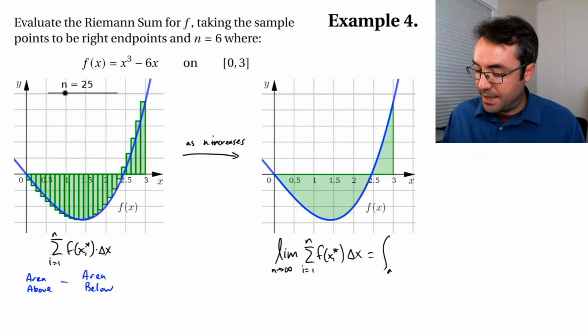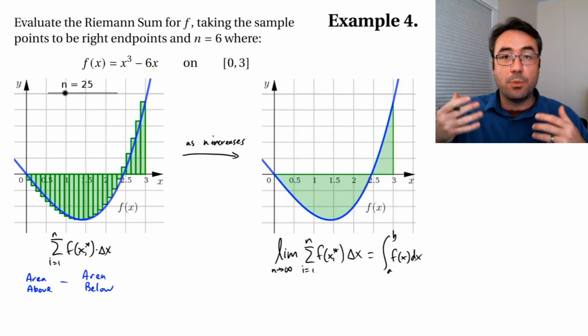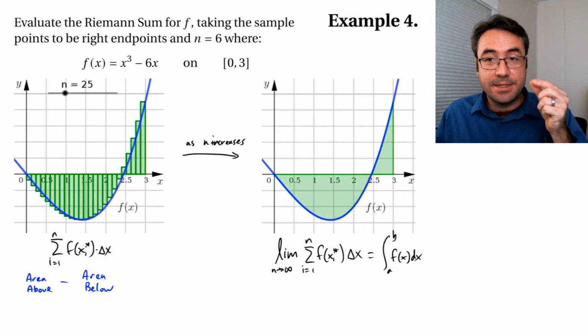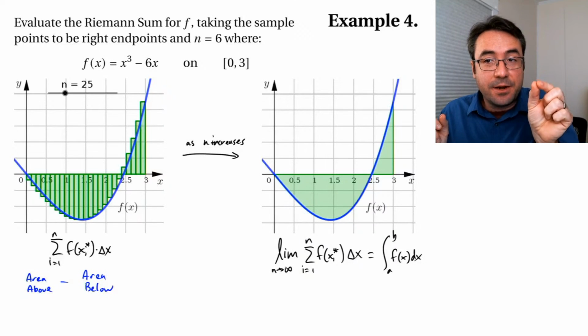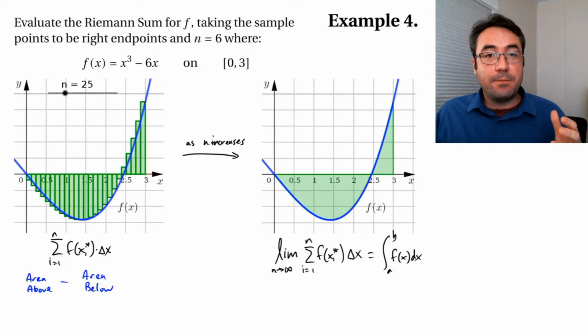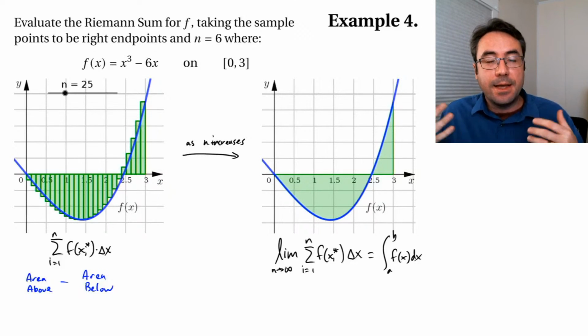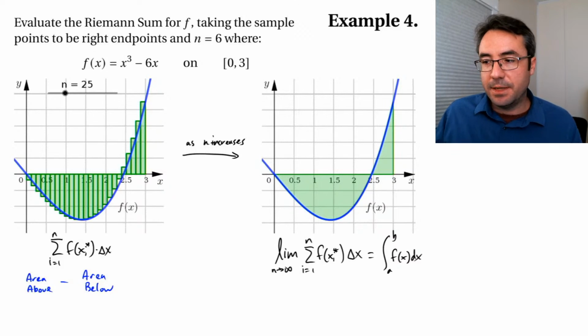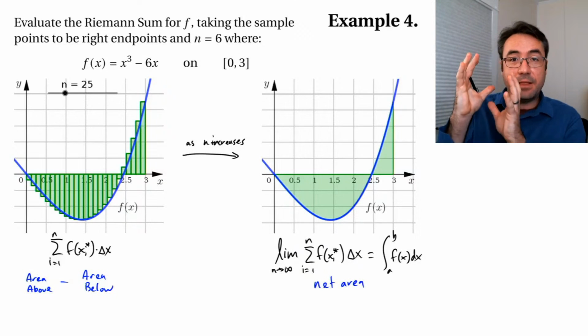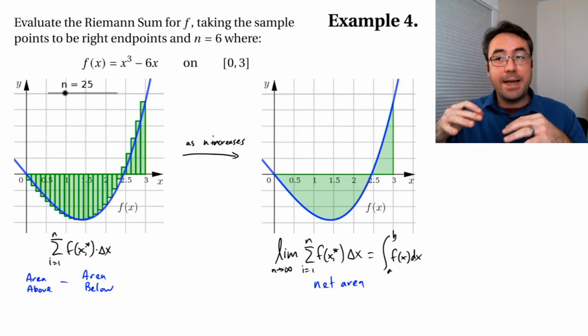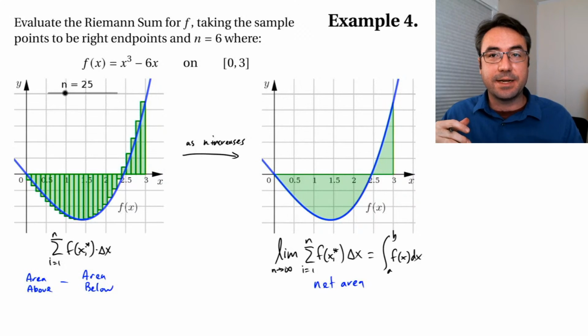And this is exactly how we defined our definite integral. As we use more and more rectangles, as n goes to infinity, we're going to be using more of them. They're going to be thinner, but they give us a better approximation for what our region looks like. And so it's giving us, ultimately, the net area. It's the area that lies above the x-axis minus the area that lies below the x-axis.